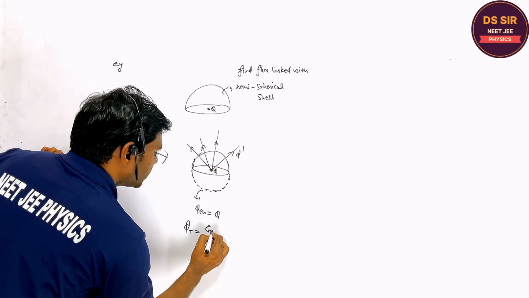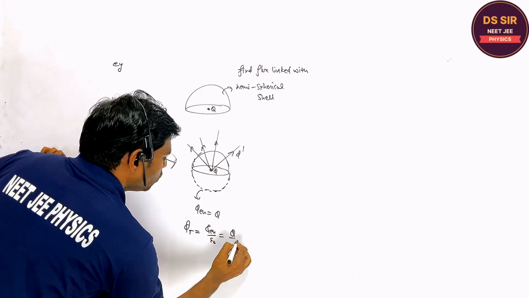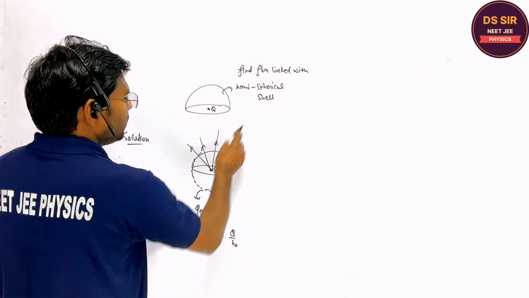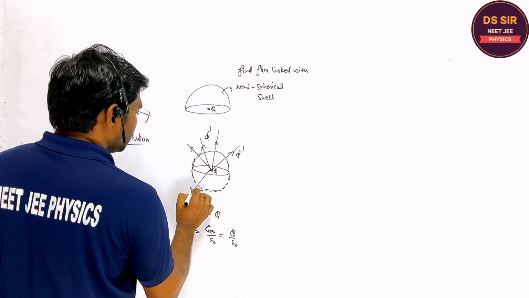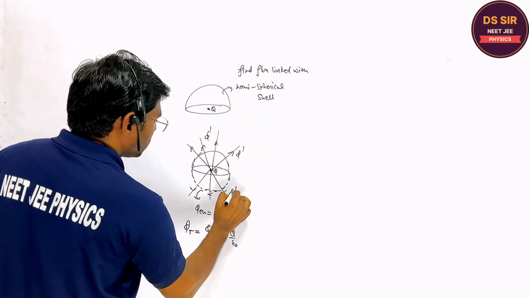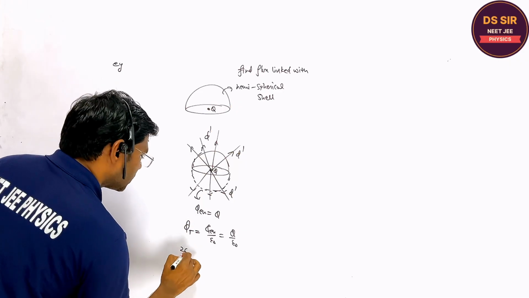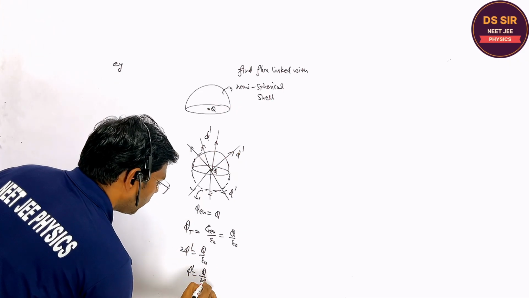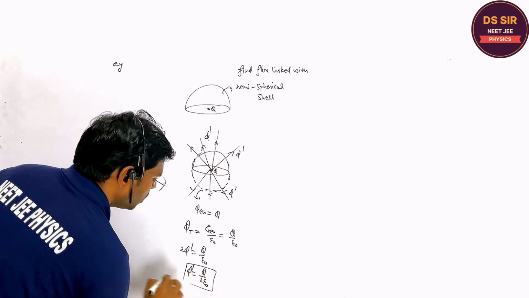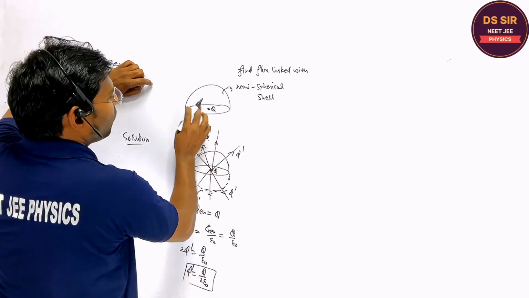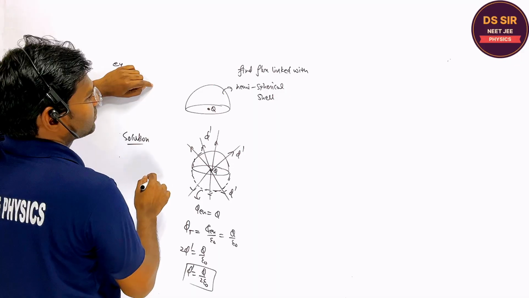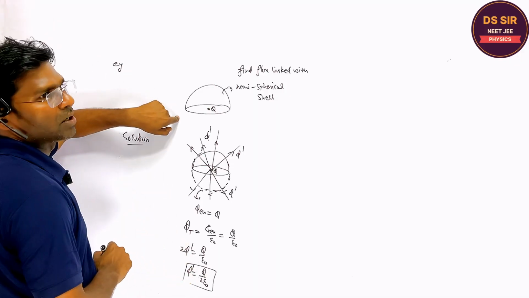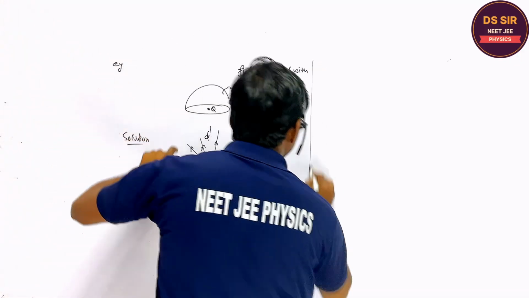Total flux is the charge enclosed divided by epsilon naught, that is Q upon epsilon naught. This is phi dash, and this is also phi dash. So phi dash plus phi dash, 2 phi dash, equals Q upon epsilon naught. So phi dash is equal to Q upon 2 epsilon naught. So the flux linked with this one hemispherical surface is Q upon 2 epsilon naught. Is it clear? Listen, one more question.